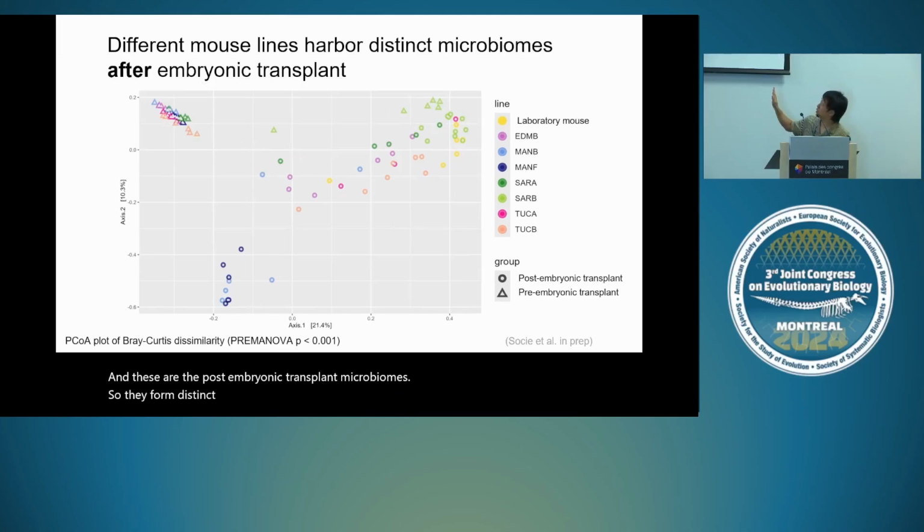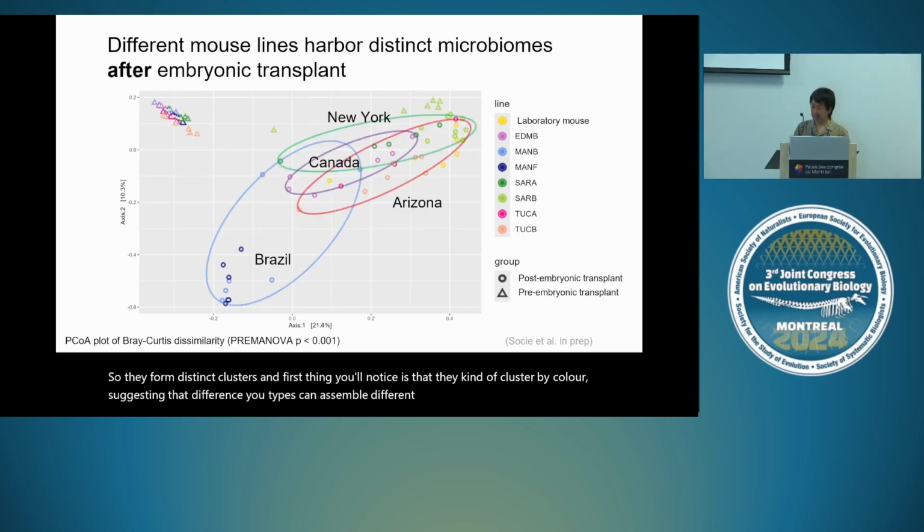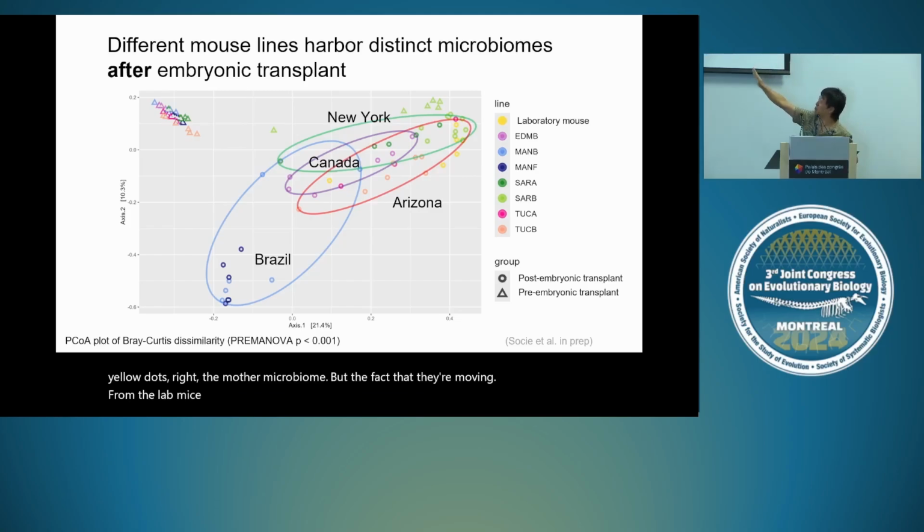The first thing you'll notice is that they kind of cluster by color, suggesting that different genotypes can assemble different microbiomes. And what's most convincing is that these lines from the same population tend to assemble more similar microbiomes, right? That's great evidence of host filtering. If you think about the null hypothesis, if there's no host filtering, we expect all these dots will overlap on top of the yellow dots, the mother microbiome. But the fact that they're moving away from the lab mice microbiome and becoming closer to the wild-derived line microbiome is, again, suggestive of host filtering.